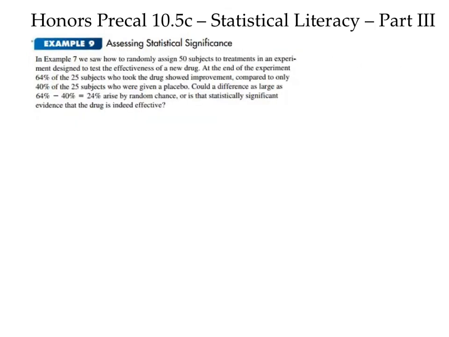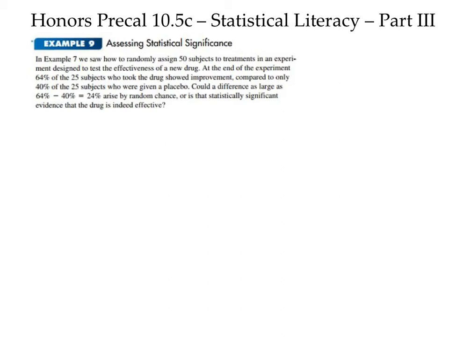So earlier in the chapter, in example 7, we talked about randomly assigning 50 subjects to treatments in an experiment designed to test the effectiveness of a new drug. Suppose that at the end of the experiment, 64% of the 25 subjects who took the drug showed improvement, compared to only 40% of the 25 subjects who were given a placebo. Could that difference of 24% arise by random chance? Or is that statistically significant evidence that the drug is indeed effective?